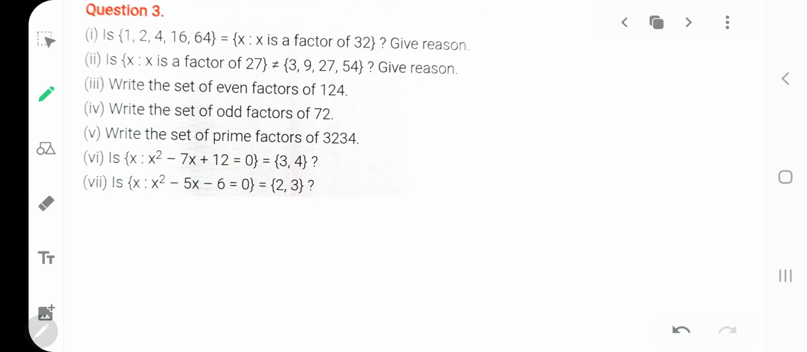Next we have question 3. First it is {1, 2, 4, 16, 64} is equal to another set which is {x such that x is a factor of 32}. So my dear kids, first you have to get the factors of 32, and after that we will decide whether these two are equal or not.